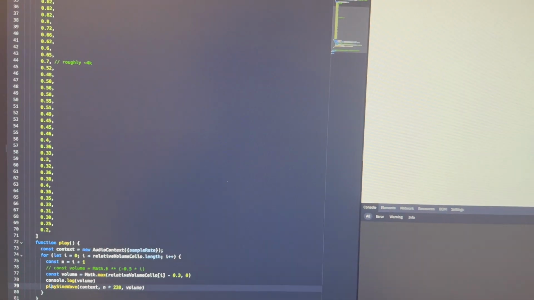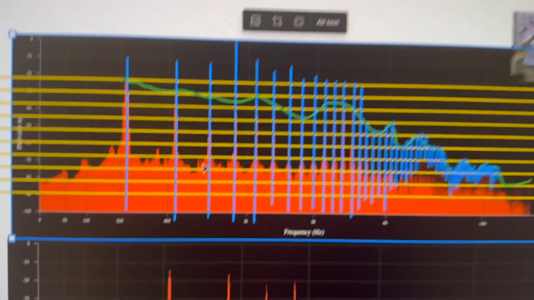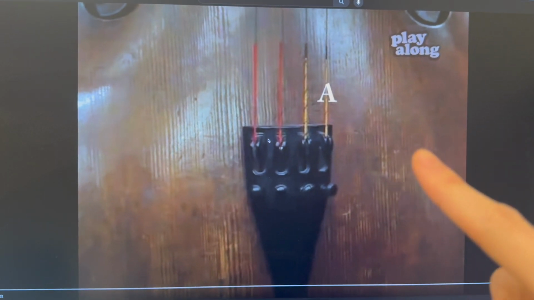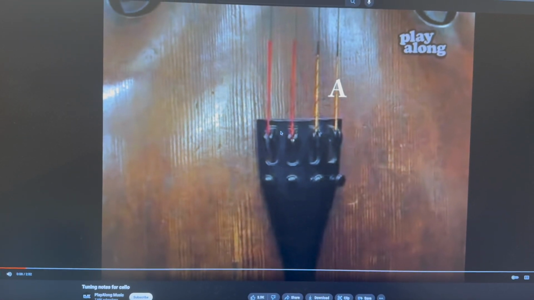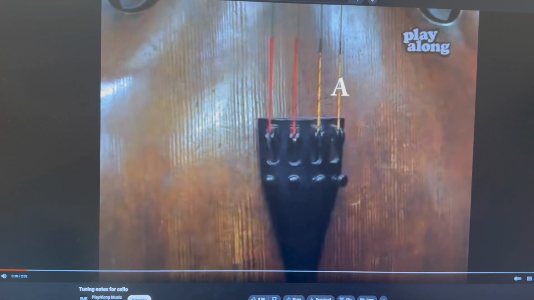And if we look at the original, where I got this distribution from was taking this tuning video, cutting 1 second of the A note and then doing the Fourier transform on it. So this is what it sounds like. Which is a very distinct sound profile.